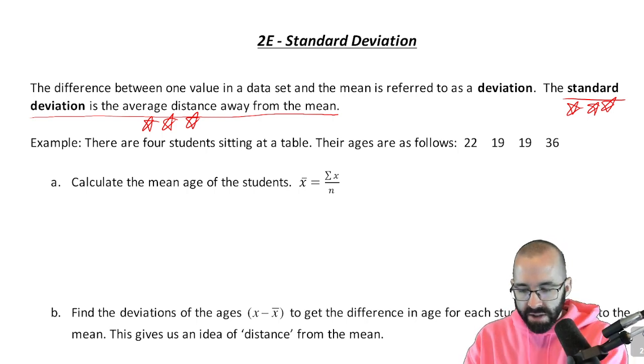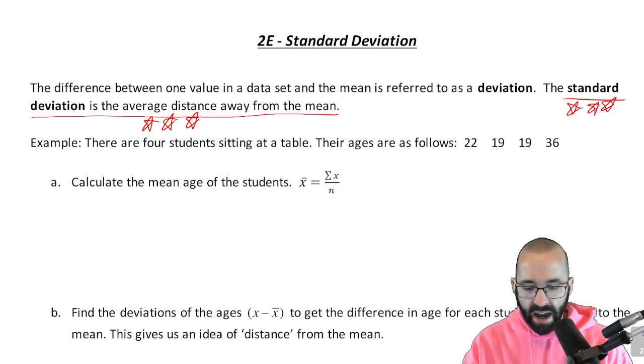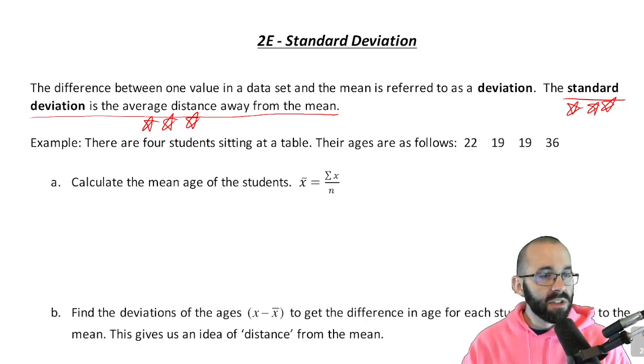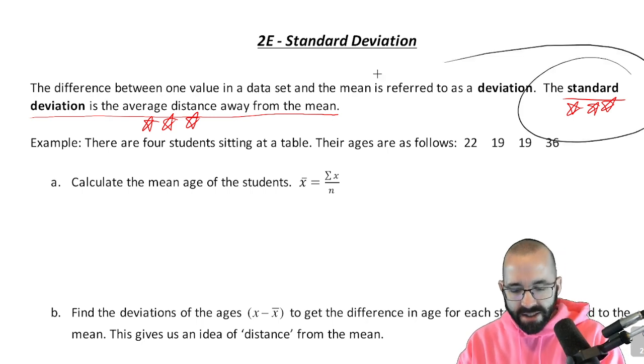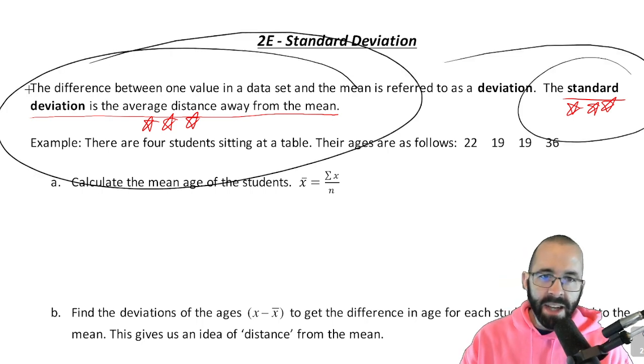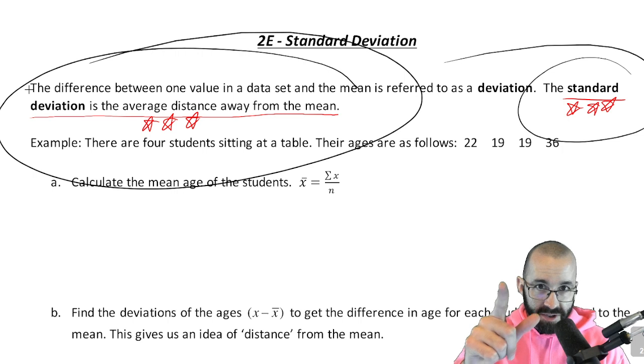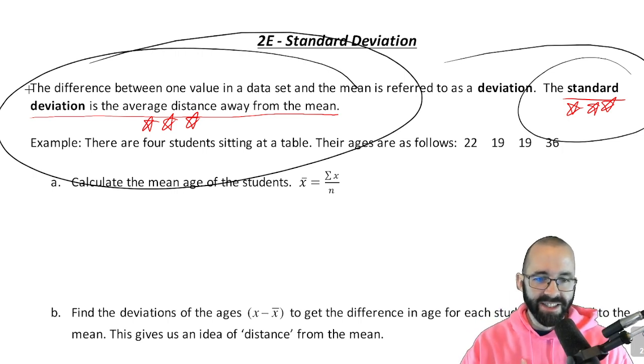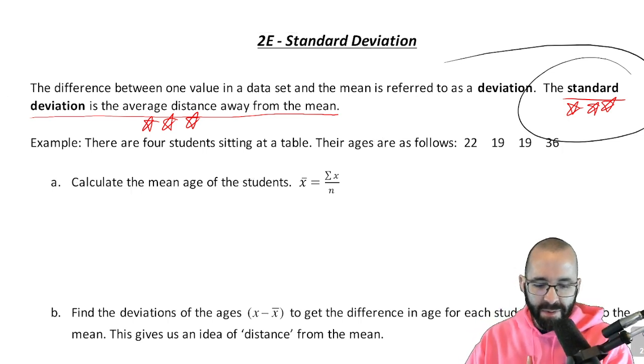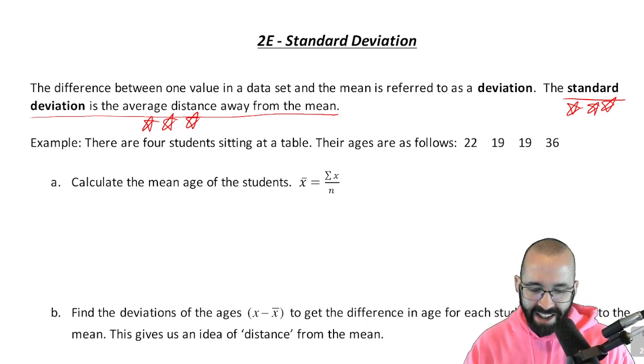Okay, so calculate the mean age of the students. If we want to find the standard deviation, we need the mean. Why? Because the standard deviation is the average distance from the mean. All those stars. Sorry, that was a little too excited for me. We should keep math videos nice and boring.